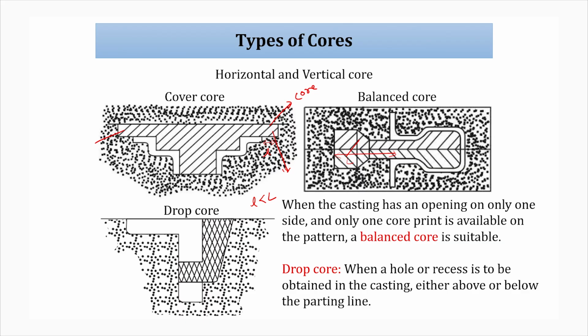Similarly, the drop core. A drop core is used for a hole or recess to be obtained in the casting either below or above the parting line. In this case, we are getting a hole near the parting line. This is the parting line. But if you don't want the hole near the parting line, like you can see, I want a hole in this position, which is not near the parting plane, then what you have to do? You have to use the drop core method.